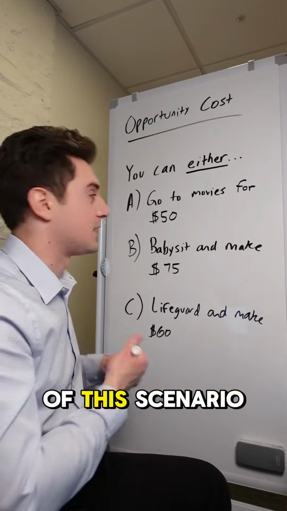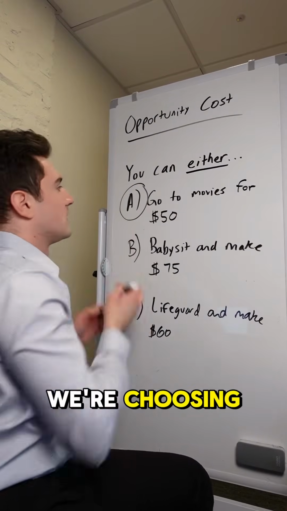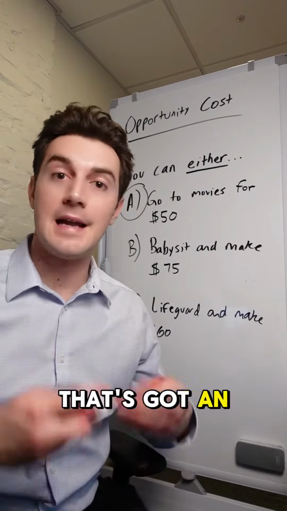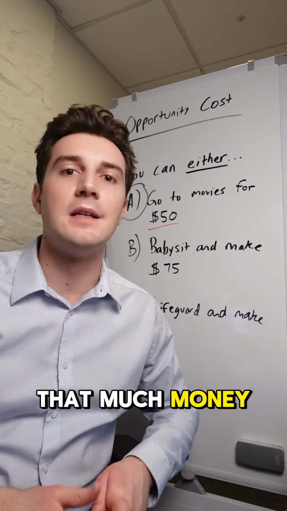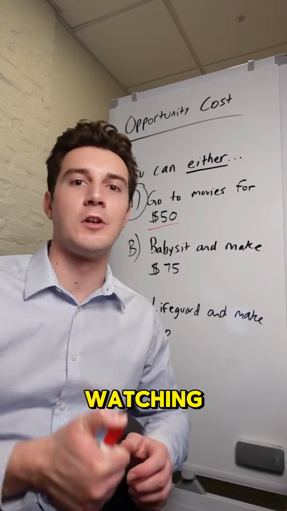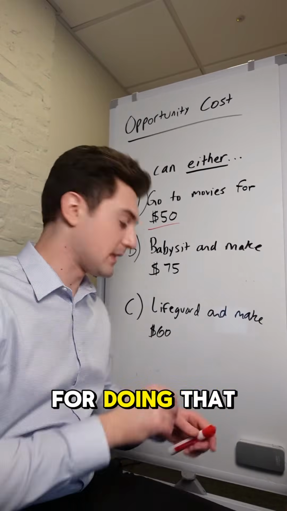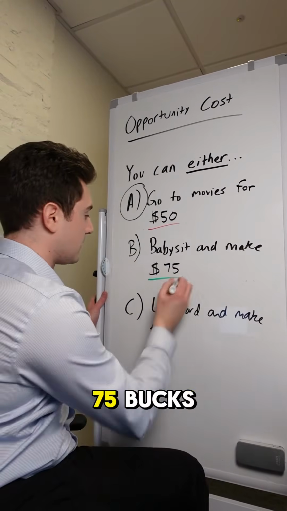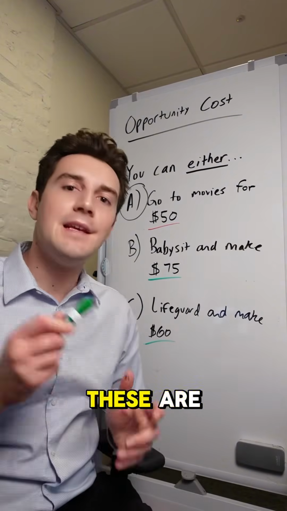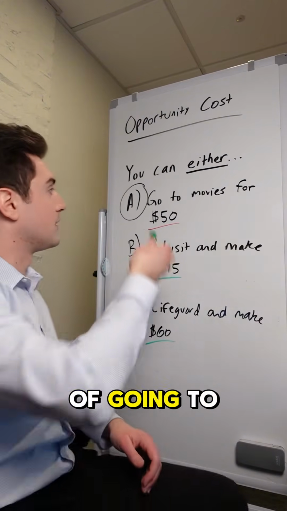So in the case of this scenario right here, let's just say we're choosing to go to the movies. That's got an explicit cost of $50 here. We're paying that much money to do the action of watching a movie. But in turn for doing that, we are missing out on options B and C here, where we would have made $75 or $60. These are implicit costs of going to the movies.